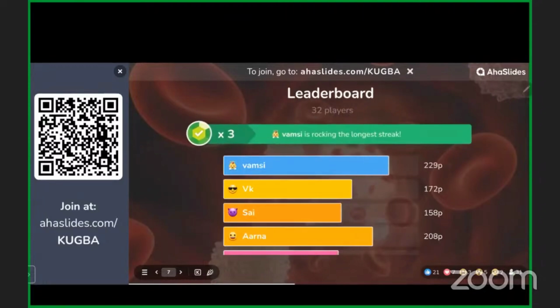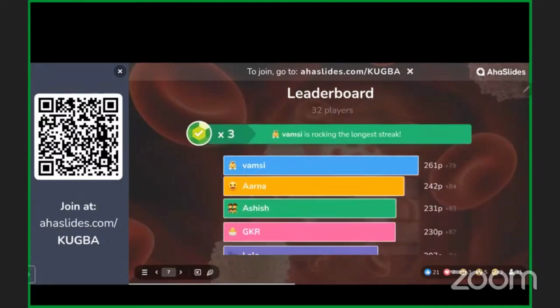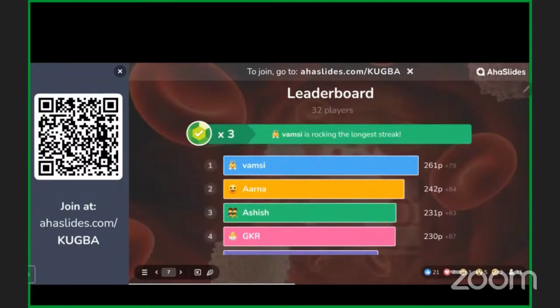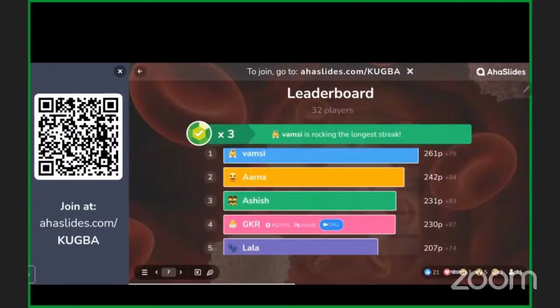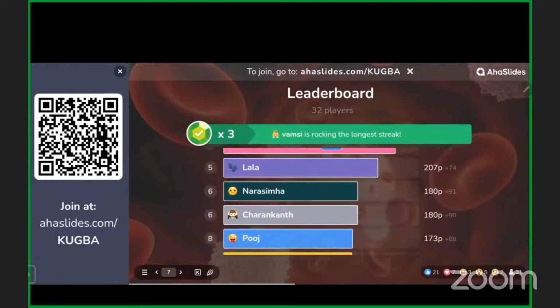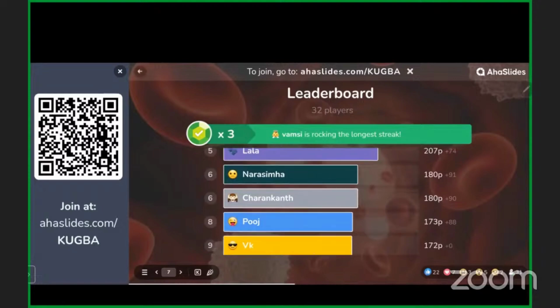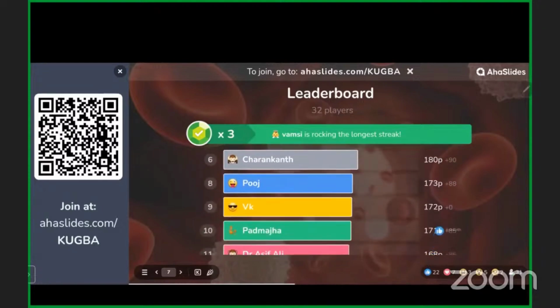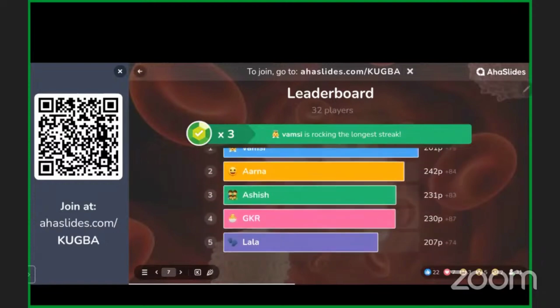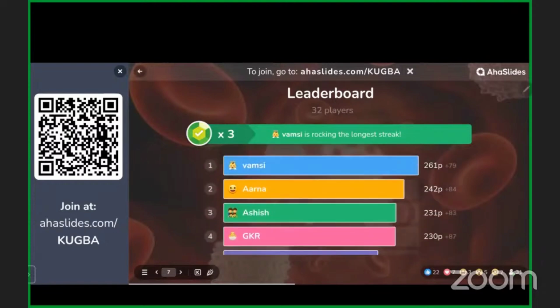Let's see the leaderboard. And it's Vamshi leading again, followed by Arna, followed by Ashish, GKR, followed by Lala at 5th place, Narasimha. Narasimha was the 2nd place in the first session. Followed by Charan Kant, both at the same place. Followed by Pooja, VK, and Padmaja. Good work, guys. Let's move on to the next question. There are 5 more questions.